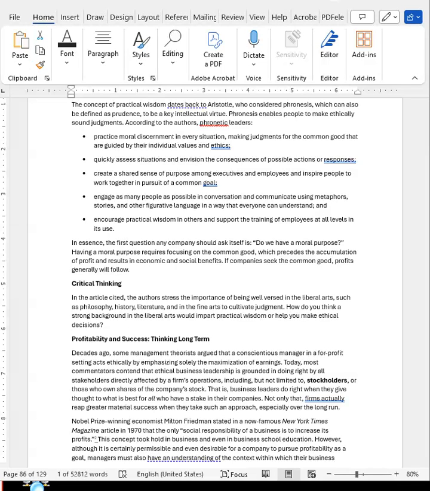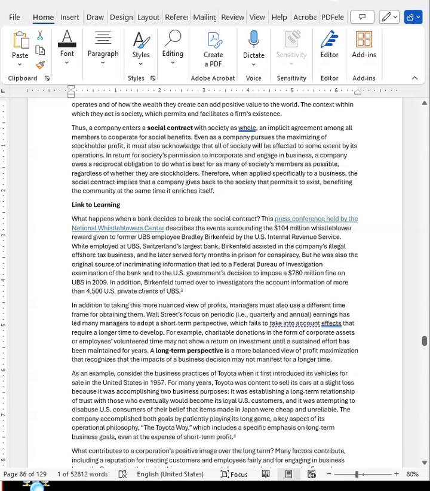Nobel Prize winning economist Milton Friedman stated in a now famous New York Times Magazine article in 1970 that the only social responsibility of a business is to increase its profits. This concept took hold in business and even in business school education. However, although it is certainly permissible and even desirable for a company to pursue profitability as a goal, managers must also have an understanding of the context within which their business operates and of how the wealth they create can add positive value to the world.